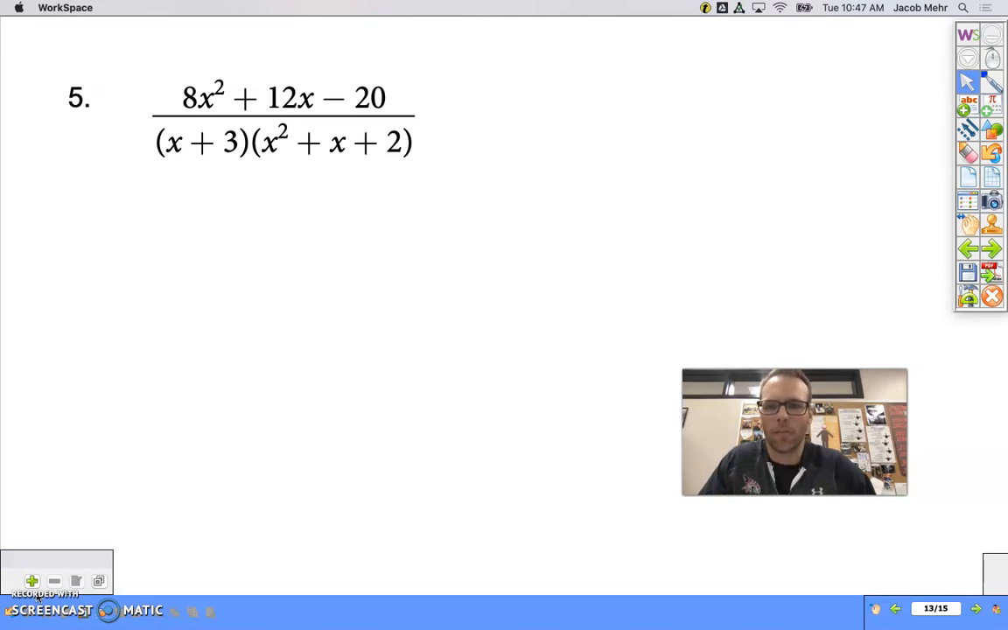All right, so here we go. Partial fraction decomposition, but now we have a quadratic in the denominator. However, when we look at that quadratic, we should recognize that we can't factor that. So what are we going to do? And that's why we're here today.